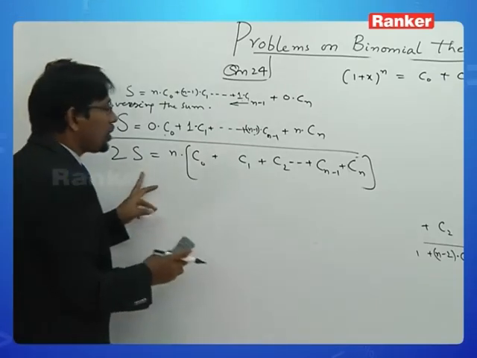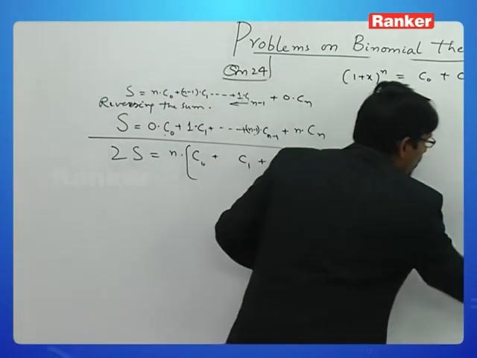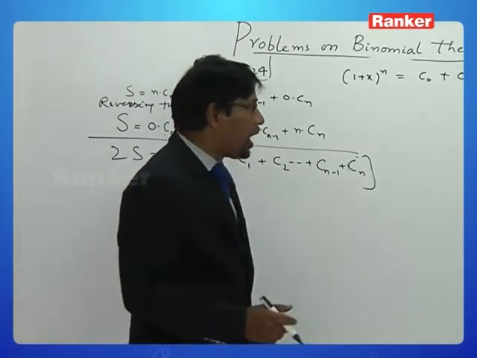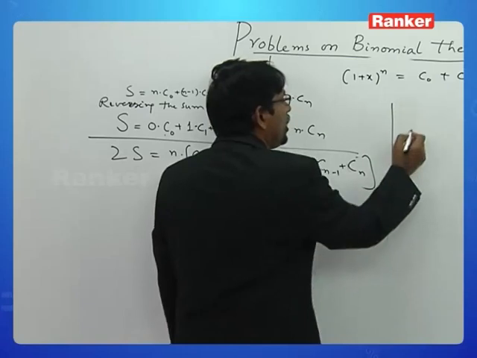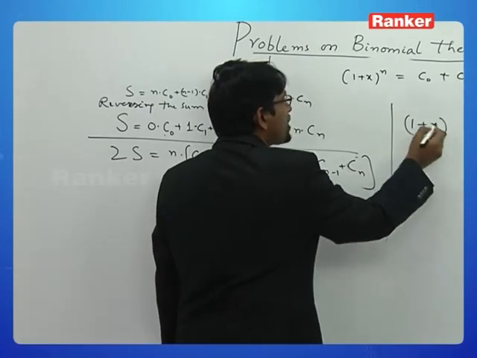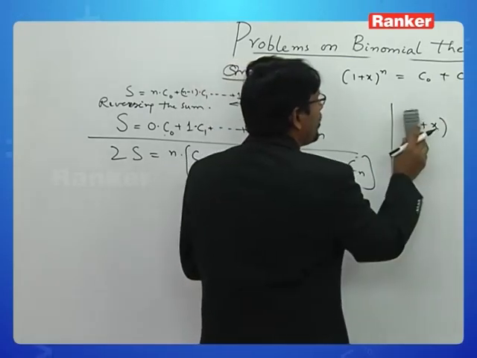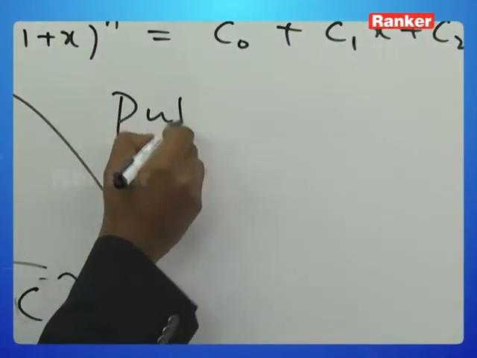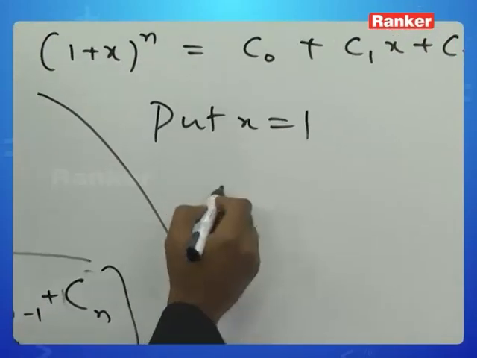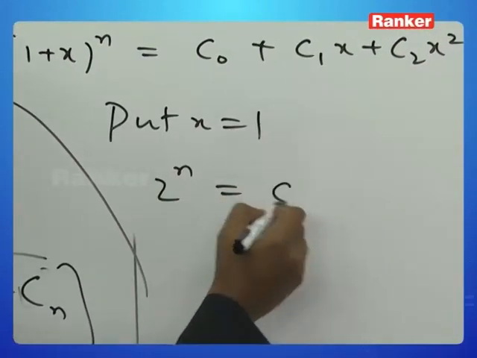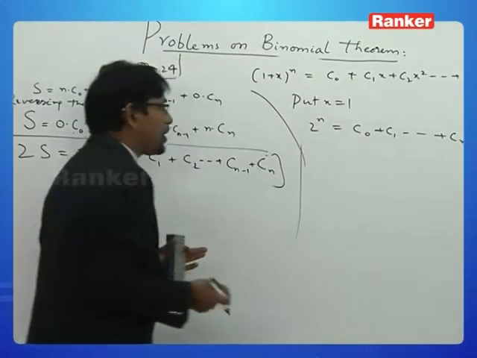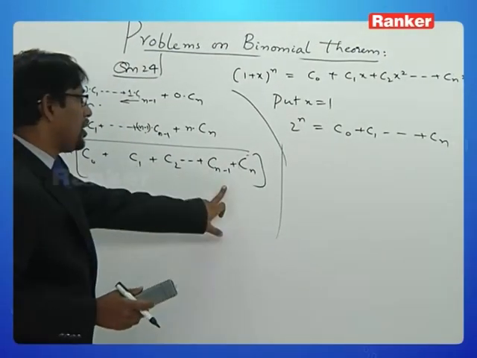Now what is this turning out to be? Right hand side is sum of all the binomial coefficients in the expansion of (1 plus x) power n. And what do we know that to be? Consider this expansion (1 plus x) power n. Putting x equal to 1 here, what do we have? 2 power n is equal to C0 plus C1 plus so on Cn. The sum of the binomial coefficients we have here is 2 power n.